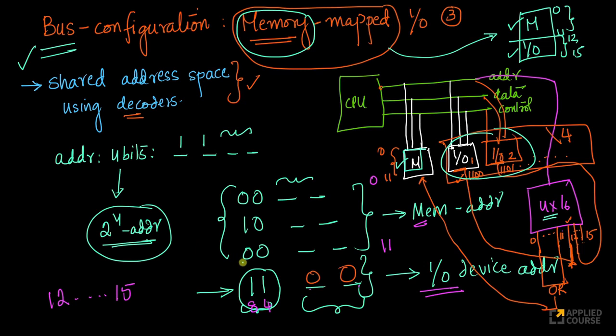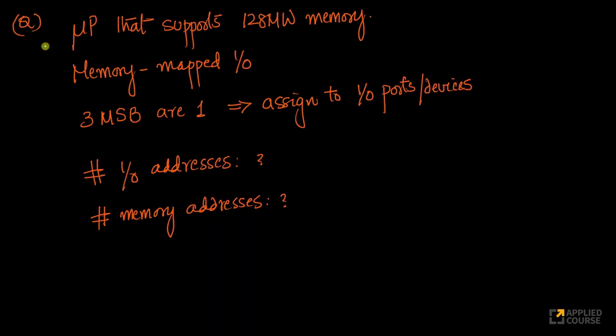But here again, look at this. What is the trade-off in memory mapped IO? My effective memory size is reducing, but I'm also able to accommodate IO devices with minimal change. With almost negligible change, everything will work here. Let's solve a simple problem now.